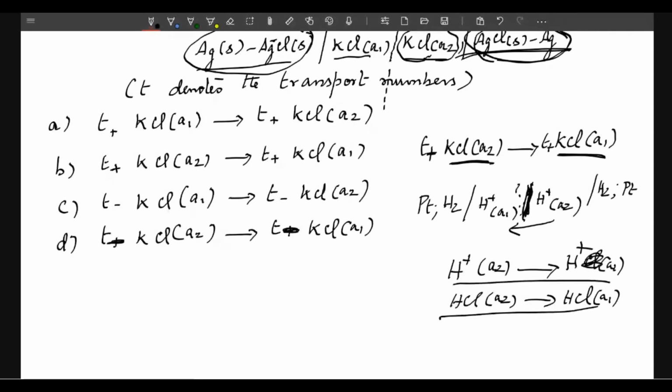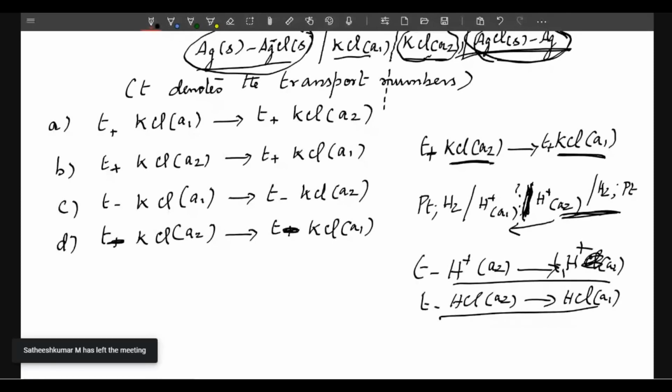And what about the reactivity of this electrode? H plus plus electron giving H2. It is reversible with respect to cation, therefore you put minus T minus, which is equal to T. This is the net cell reaction.